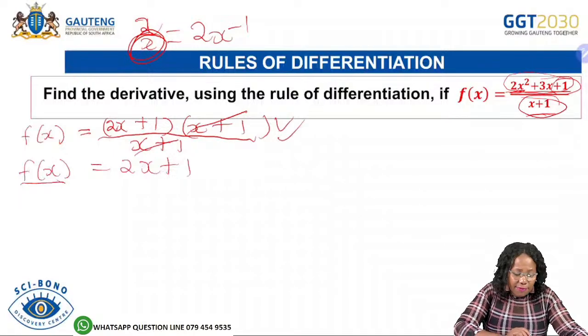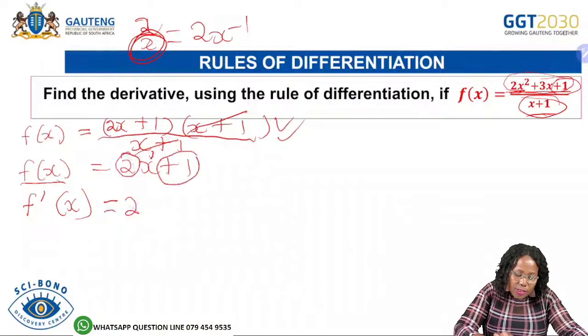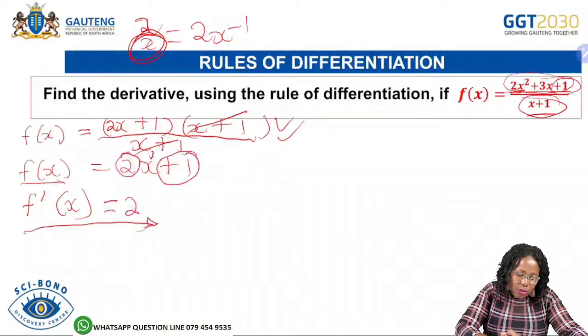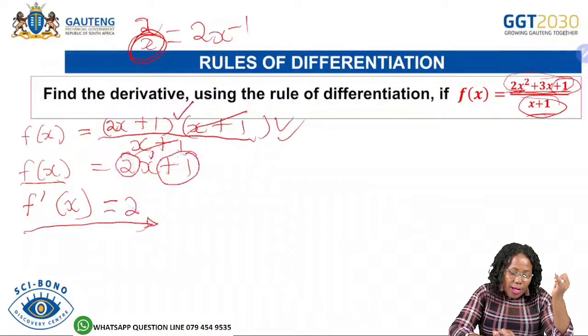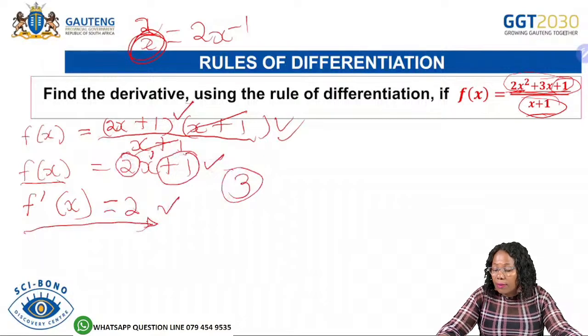I can now start deriving. Okay, so I am telling you, I am now deriving. I am now applying the rules. So now the rule says that if the exponent is 1, I am taking the coefficient as an answer. For this one, it's a constant value, the derivative is 0. Then my answer will just be equal to 2. So first mark will be for factorizing, the second mark for ending up with 2x plus 1, the third mark for the derivative. So this problem will just be worth 3 marks.